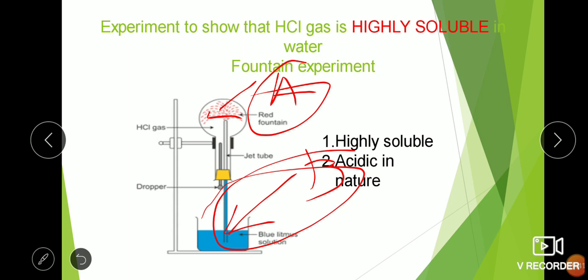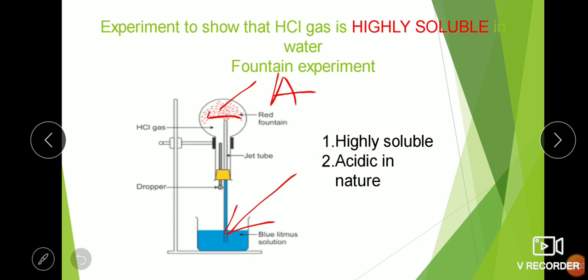That would be it. Second question they may ask you: why is the color of the fountain red in the inverted round bottom flask? You may say that blue litmus turns red in acidic solution, therefore the color of the fountain changes from blue to red inside the inverted round bottom flask. I hope that the things are clear. Now, what does this experiment show? Here you can write down both the answers. This experiment or this apparatus shows that HCl is highly soluble in water, as well as it is acidic in nature.